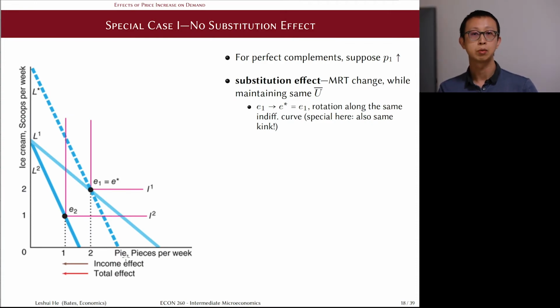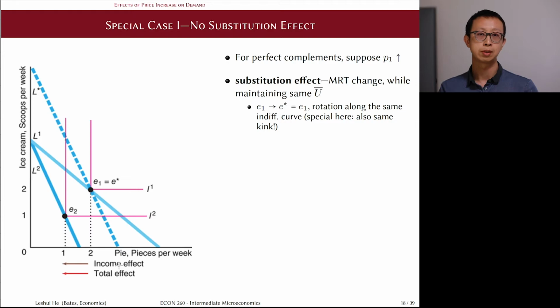Now at this point, I would like to deepen our understanding of the substitution effect and income effect through two special cases that are somewhat extreme. The first one is the case of perfect complements. Let's use the textbook example of ice cream and pie again.